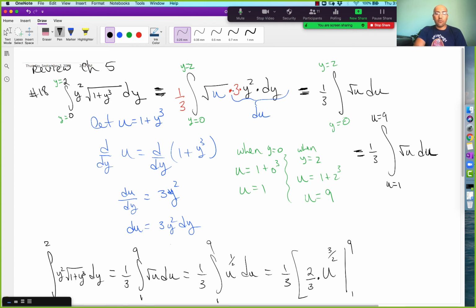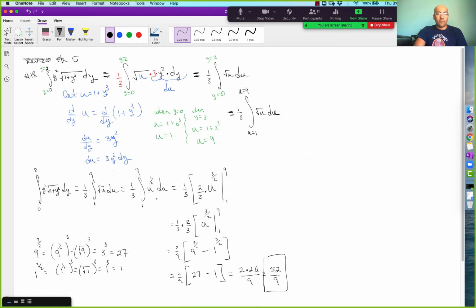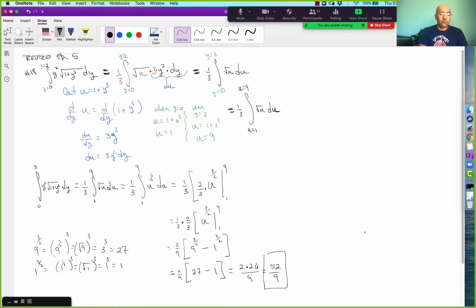So all of this, the 3 times the y squared times the dy, all of it as a little package deal becomes my du. And now I have this 1/3 out in front. So 1/3 integral of square root of u du is equivalent to this one, but we have to be careful with the limits of integration still. Okay. Any other questions about this problem? Number 18. Great example of how we use the substitution property of integrals to simplify things.